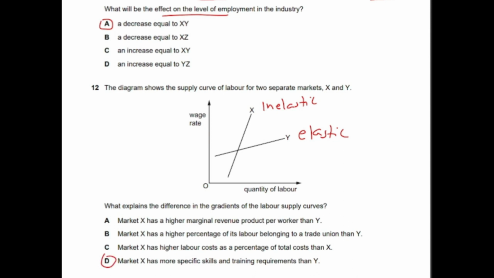Market X has more specific skills and training requirements than Y. So when supply is inelastic, it means workers cannot be easily supplied, and when they cannot be easily supplied, the reason can be they require more education and training. So option D is the correct answer.